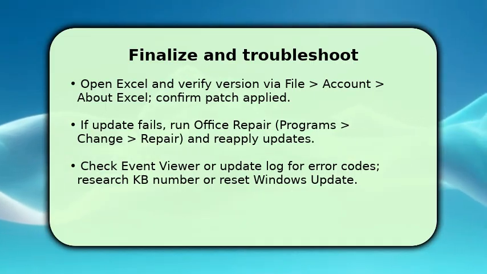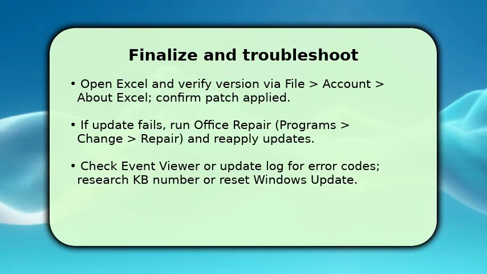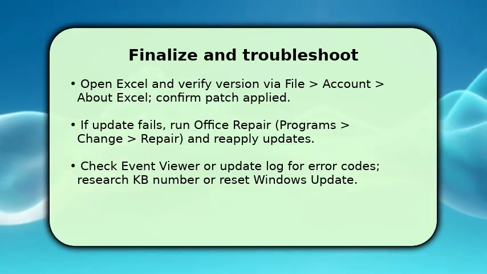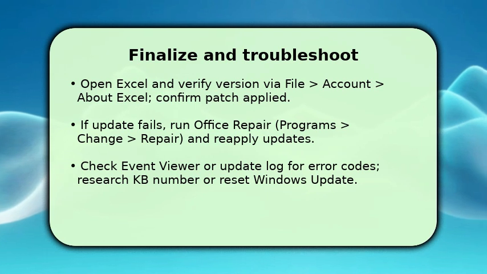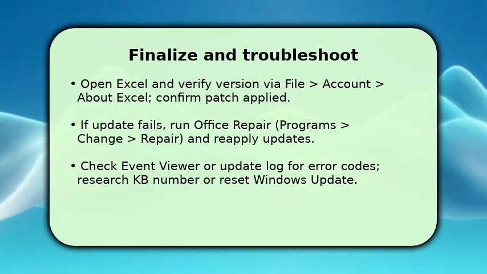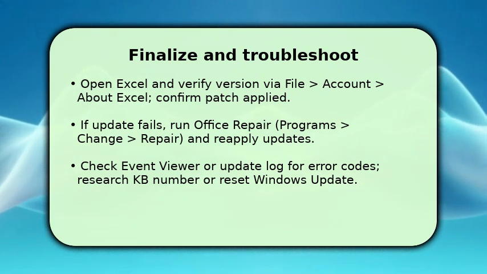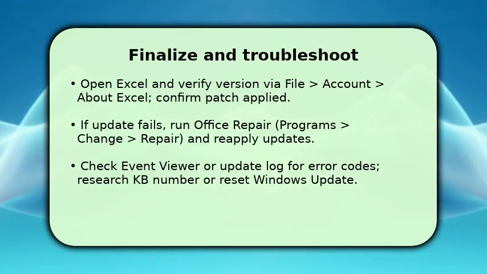If problems persist, review the Windows Update log or Event Viewer for error codes and use the KB number to find targeted fixes, and consider resetting Windows Update components before another install attempt.